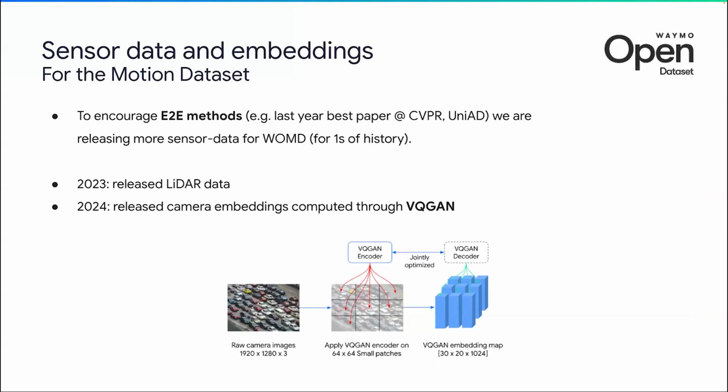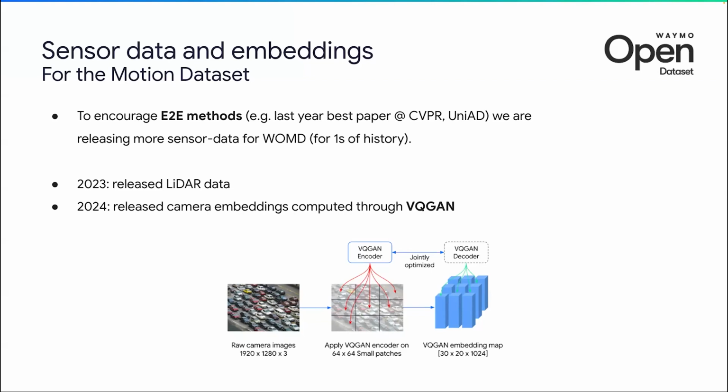We've seen a surge in end-to-end methods for starting from sensor data and going directly into planning and behavior prediction. For example, last year, Best Paper Award at CVPR was UniAD. So we really believe this is an interesting approach and very promising. So we wanted to make sure that people are able to use the Waymo Open Dataset to solve that sort of problem. So last year, as I said, we released LiDAR data for the 1 second of history that you get in the motion data set.